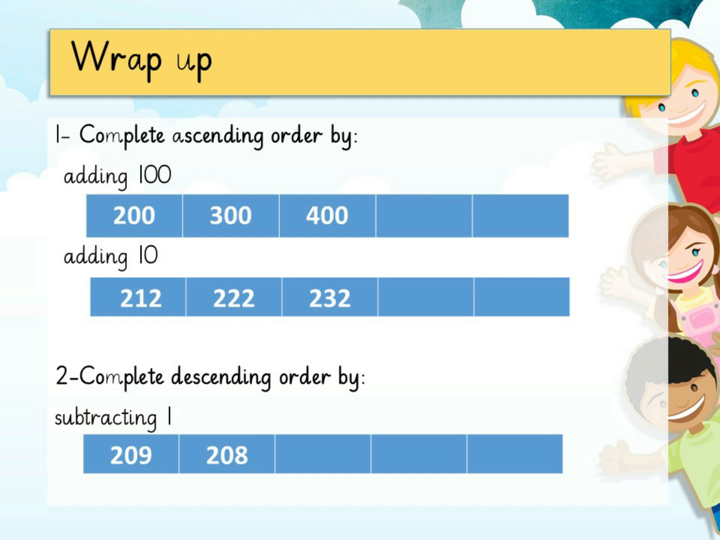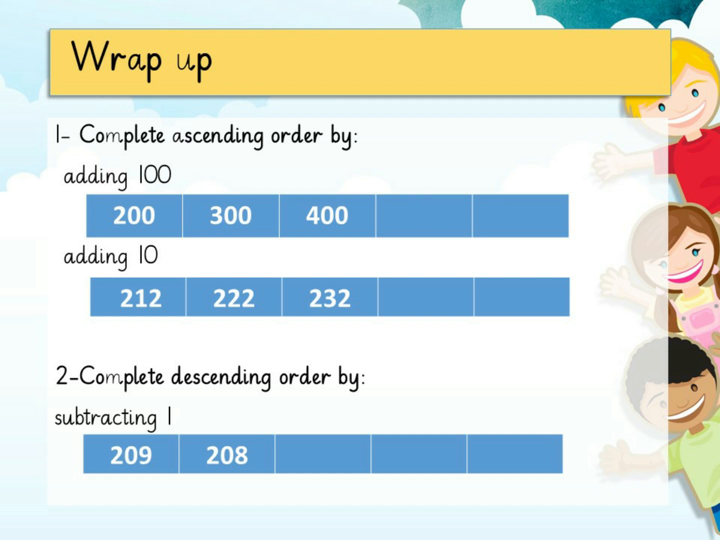So, by adding 100, the numbers given over here are 200, 300 and 400. You can figure out that the place value is being changed over here at hundreds place in an increasing order of 100. So the next numbers will be 500 and 600.